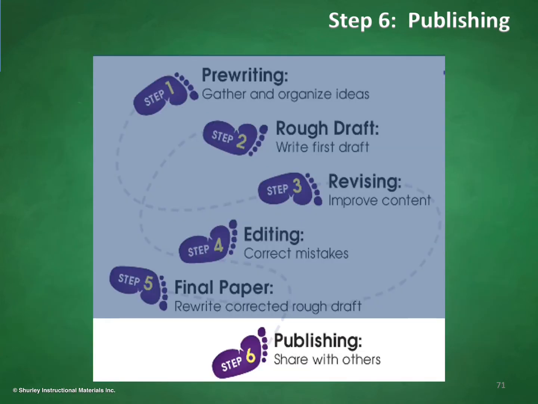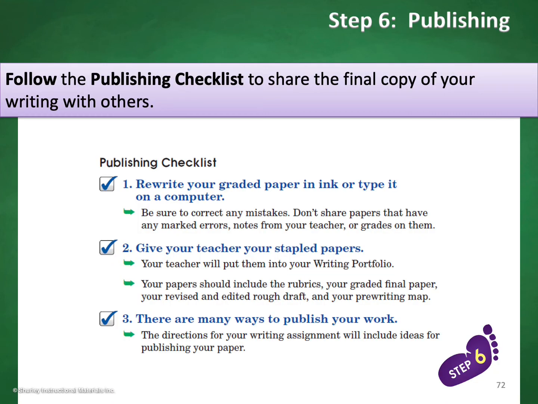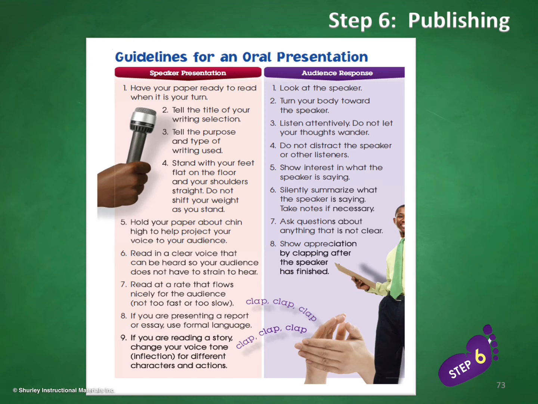Let's keep moving along. A story or an essay isn't complete until it has a reader, and that leads us into the 6th step in the writing process, publishing. During this step, students will share their writing with others. The publishing checklist will help students know what to do in order to share their writing with others. An oral presentation is a natural way to share writing. To support students in building confidence in communication, guidelines for an oral presentation are included in our curriculum.